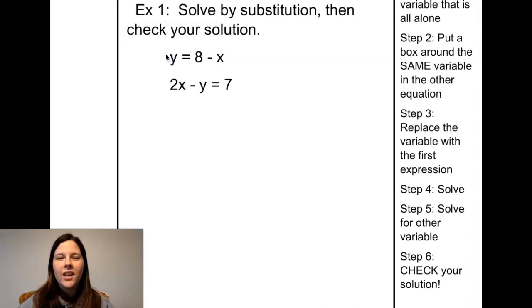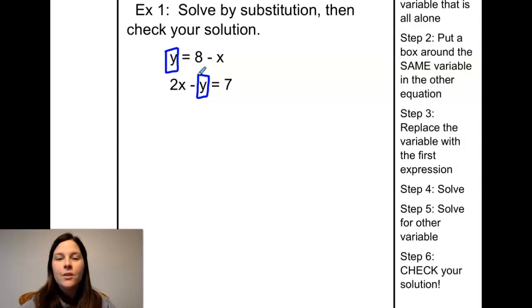All right, so let's take a look at our first example. Goal number 1, find one variable that is all alone on one side of the equal sign. This time our first equation has y all alone, so we're going to put a box around y. And then in our second equation, we're going to put a box around that same variable. We can't replace x with what y is equal to. We have to replace y, so we're going to box the same variable.